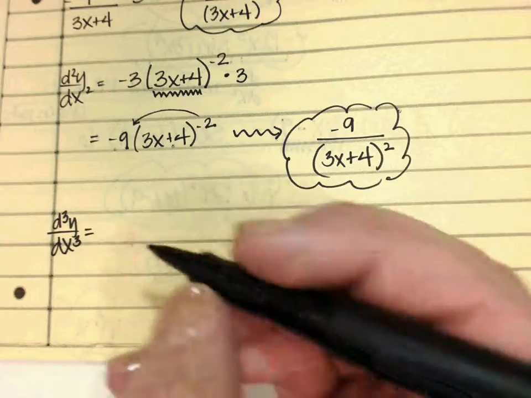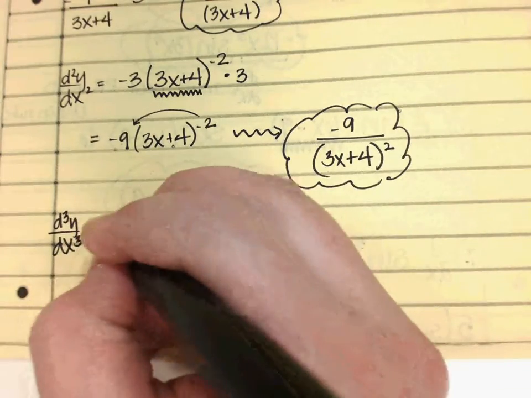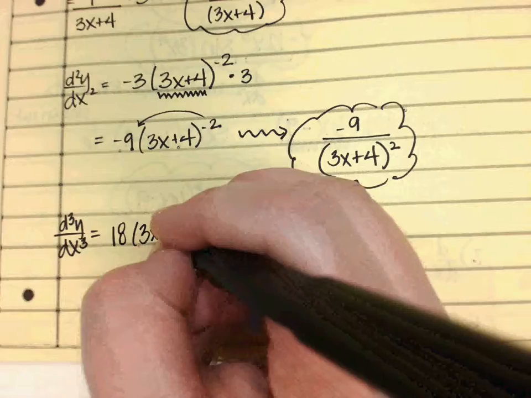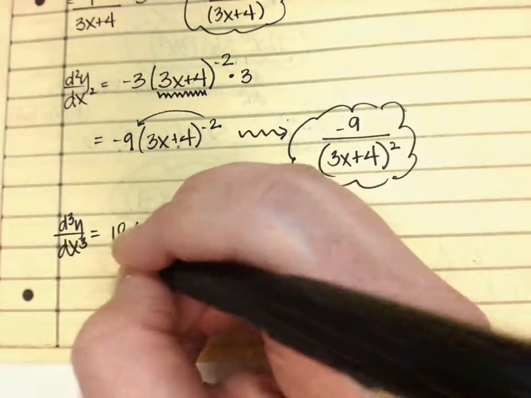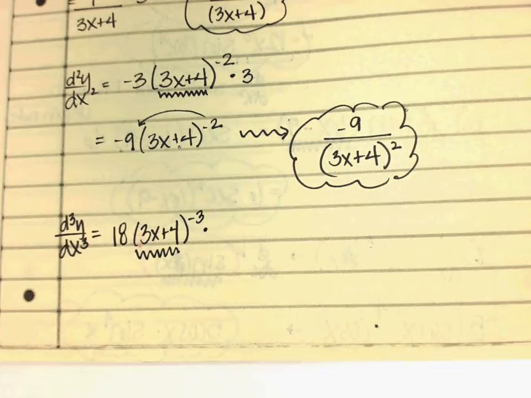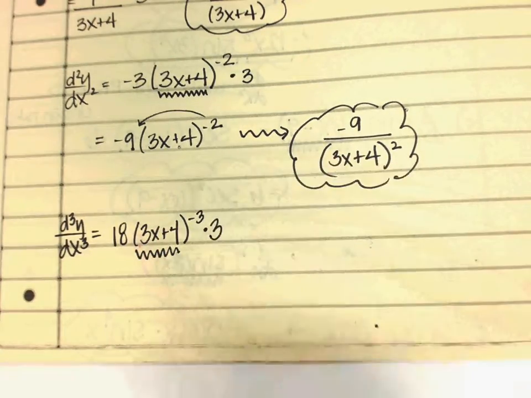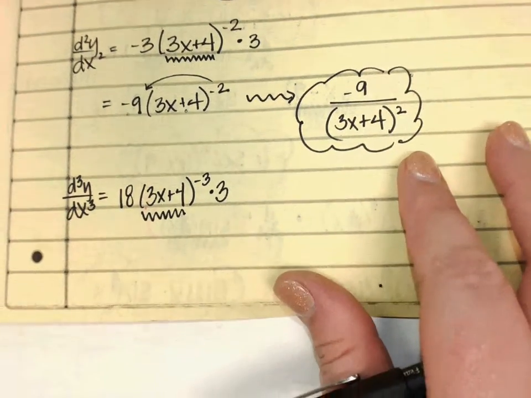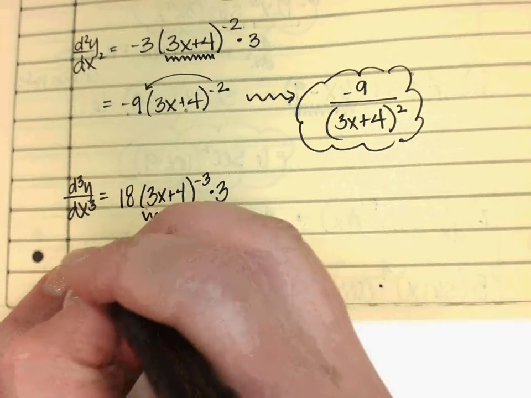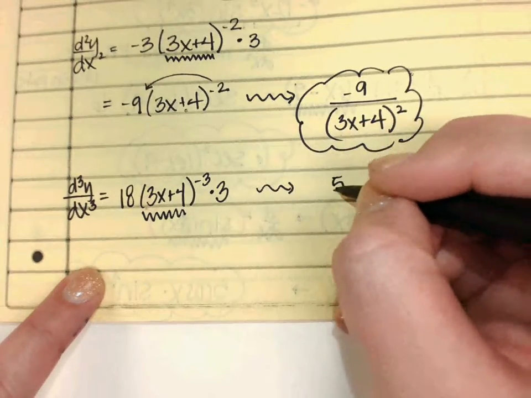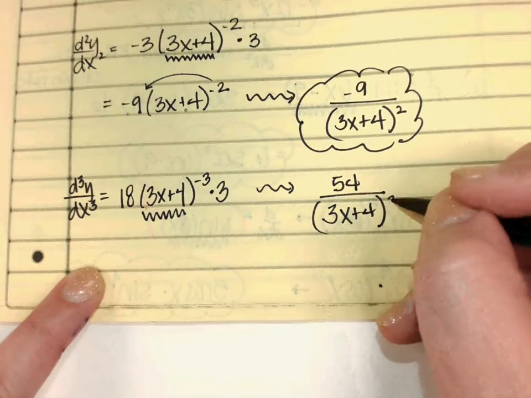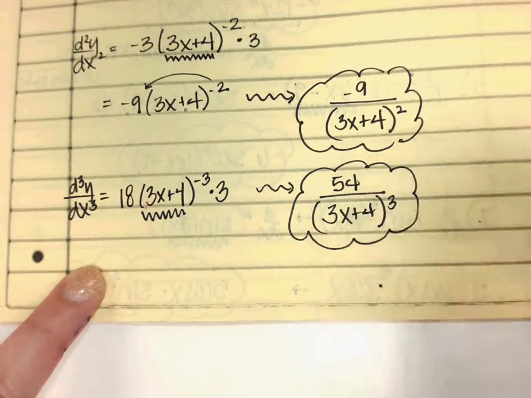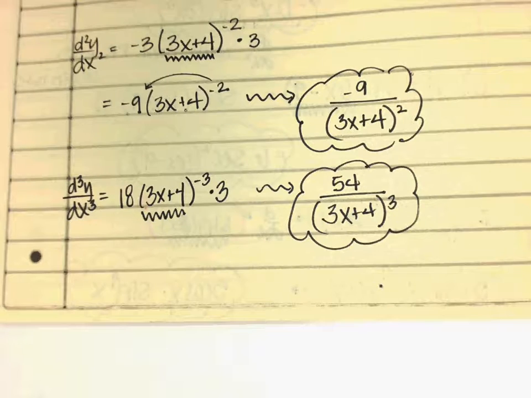What's my coefficient now? 18. 3x + 4 stays the same, but its power changes to a what? -3. Then I have to multiply by the derivative of the middle. Another times 3. So then I'd have for my final answer 54 over (3x + 4) cubed. But notice that it would be on the bottom because it has a -3 as the exponent. That needs to be in the denominator.